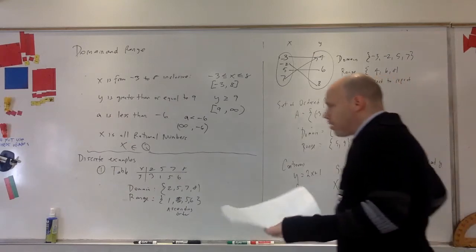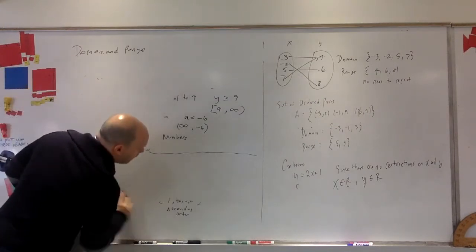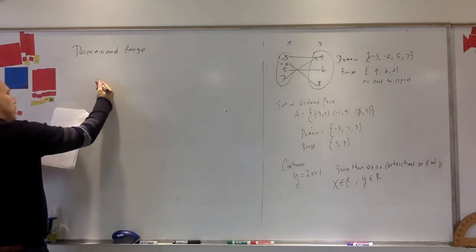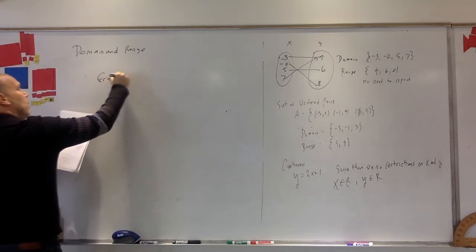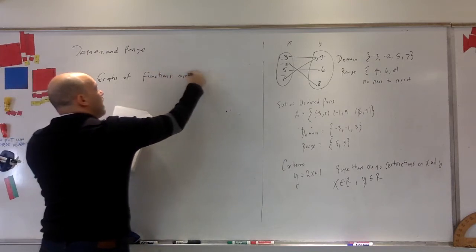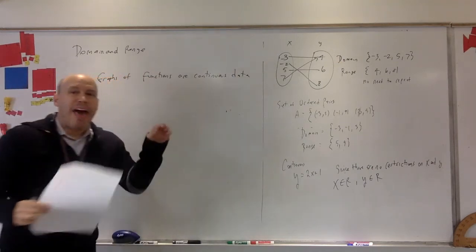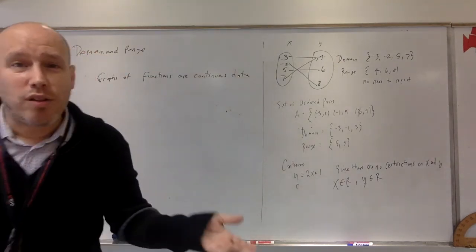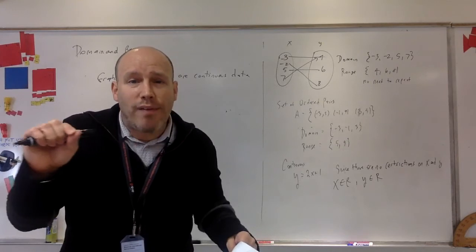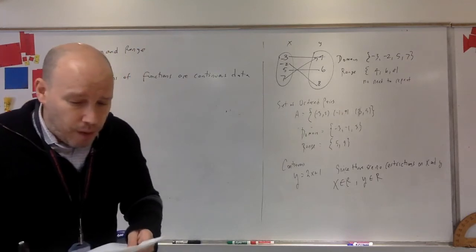Now, the question is, by looking at a graph, how can we tell the domain and the range? We know that graphs of functions are continuous data. As long as there are no discontinuities, for example, a line or a parabola, every single x value goes to a y value. So the idea is continuous. How do we figure out the range and the domain of a graph?